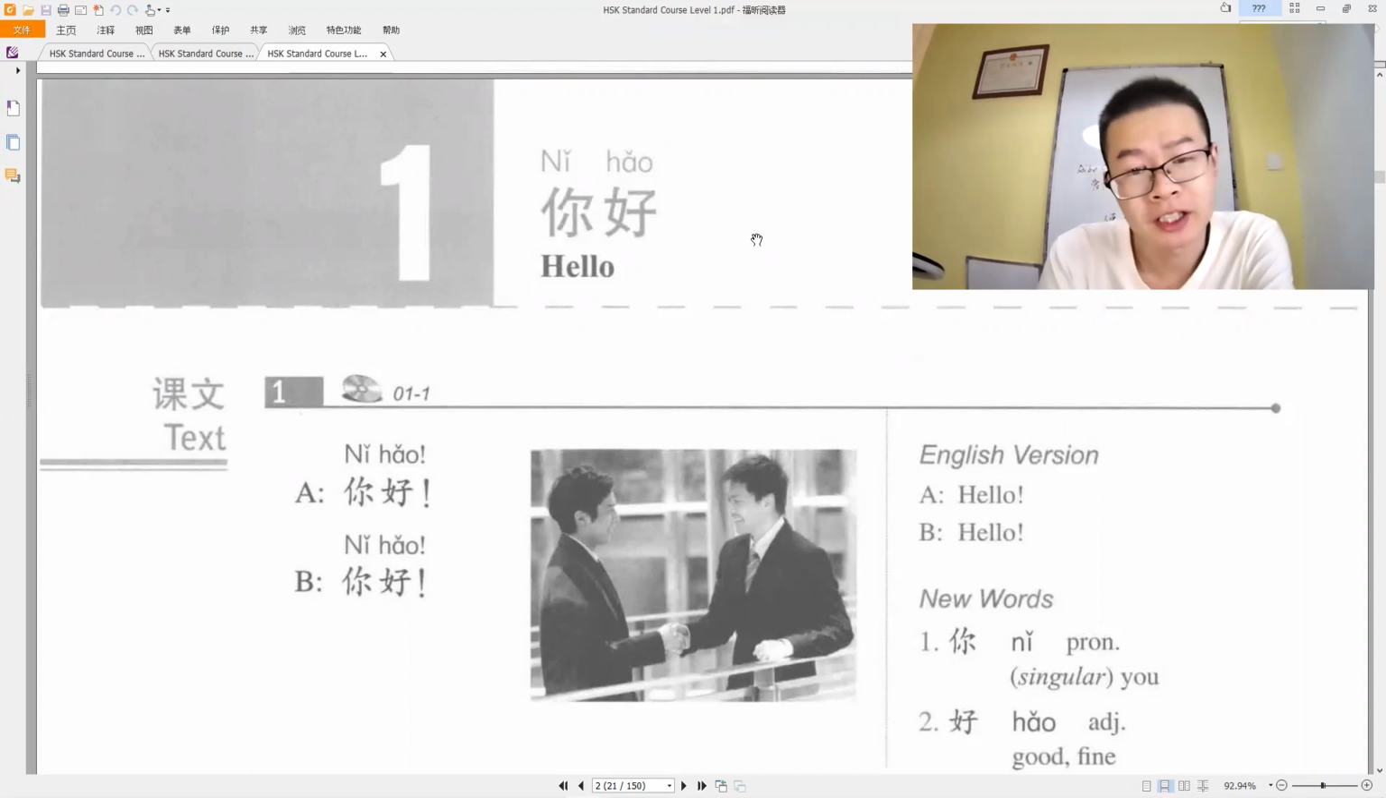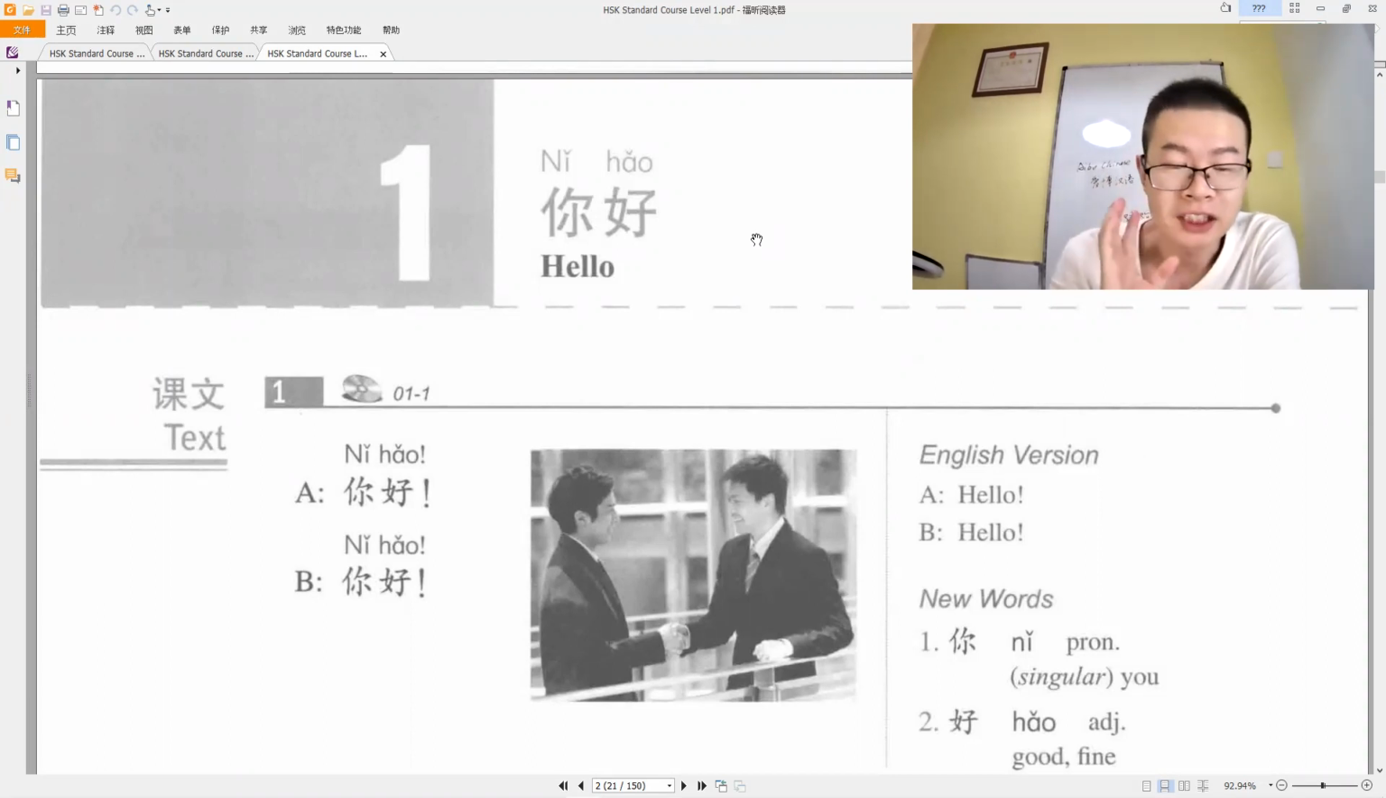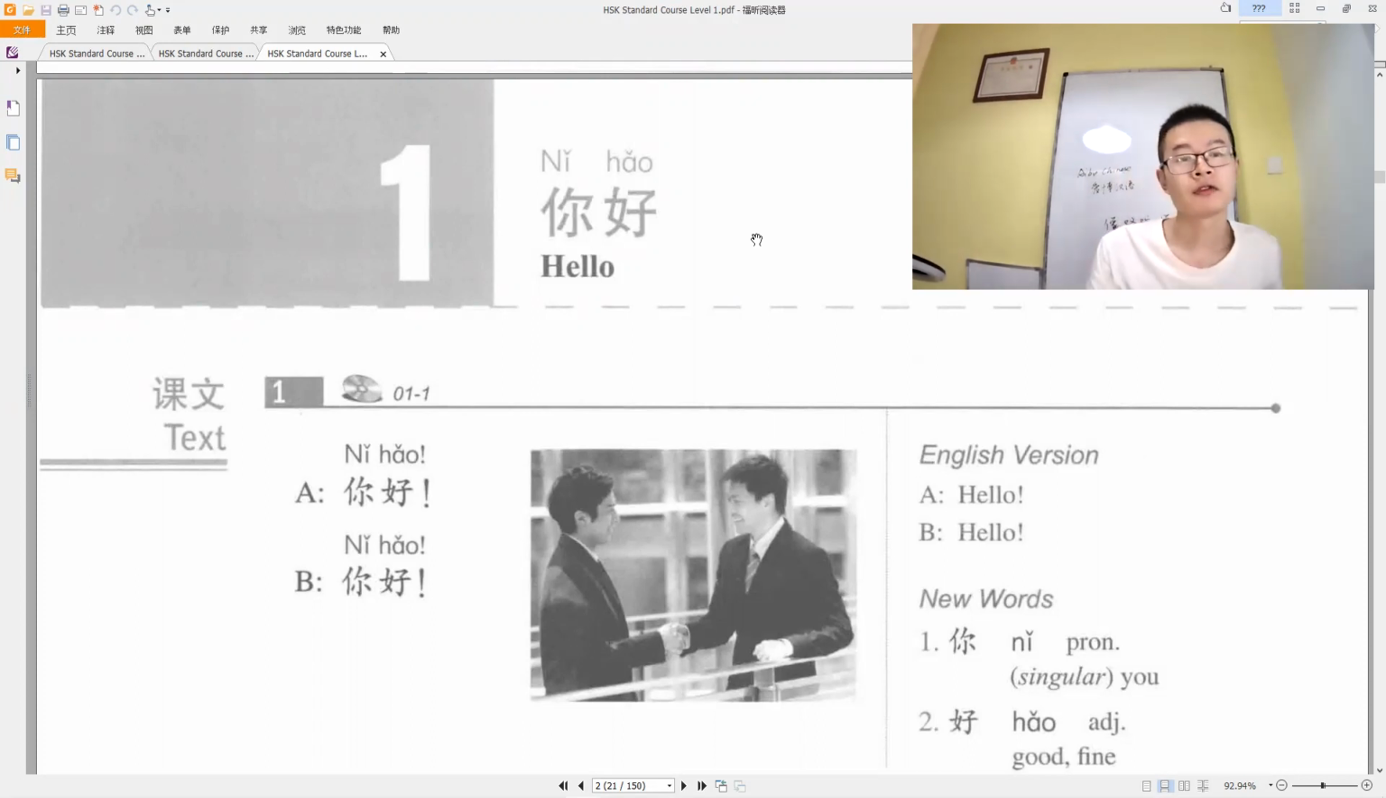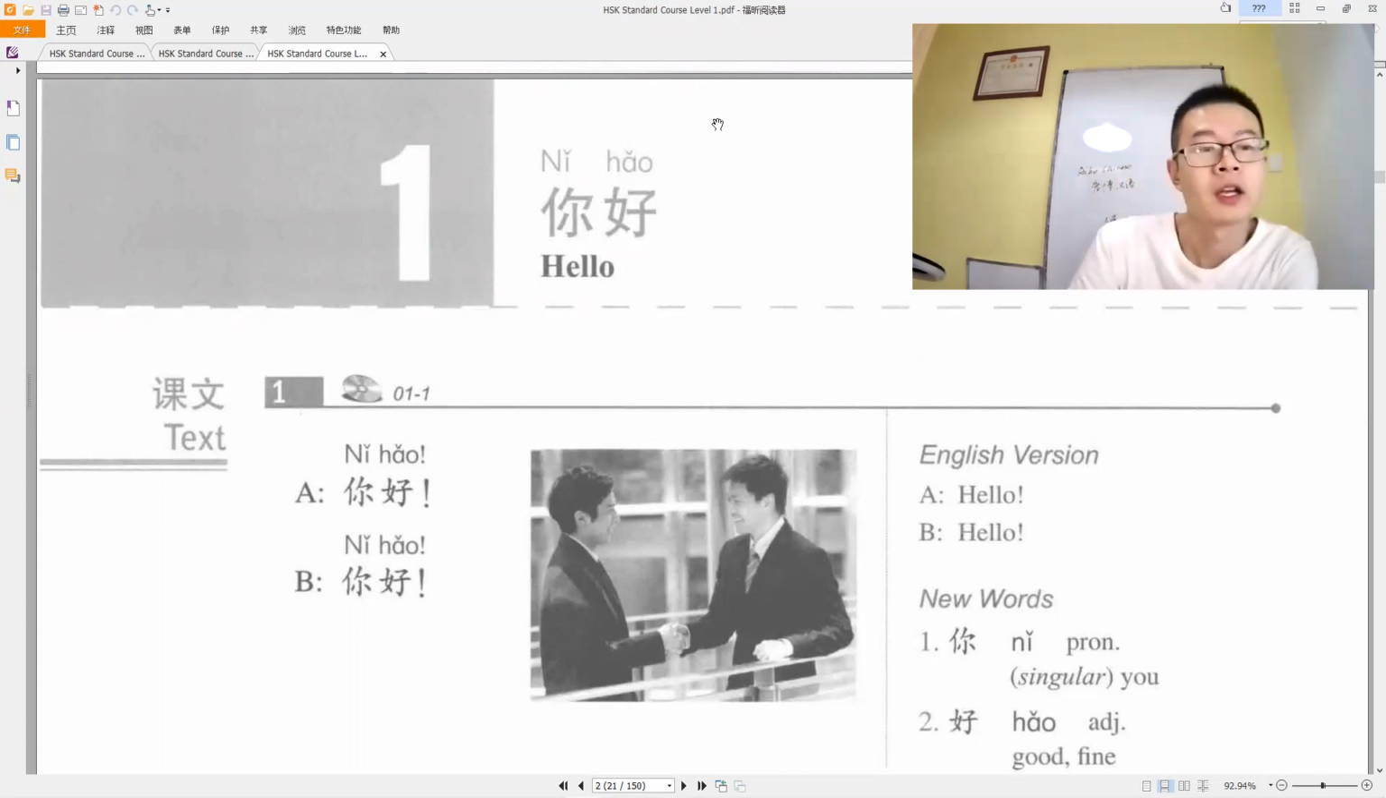About HSK 1, it's about 115 vocabularies. In this level, we start to learn some Chinese characters, Chinese pinyin, and some simple daily conversation. For example, there are a total of 15 units. Unit one.